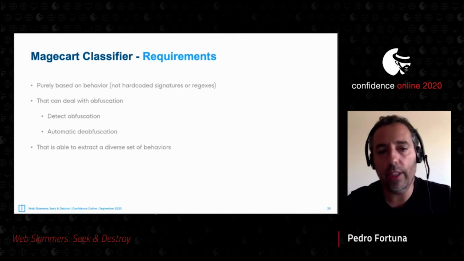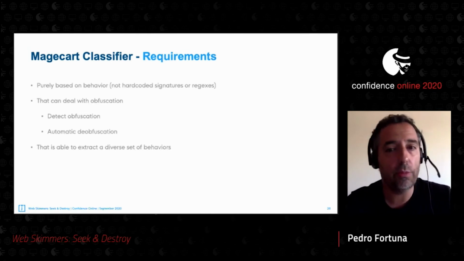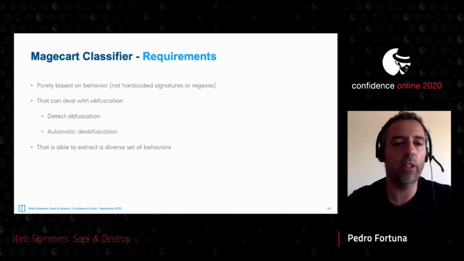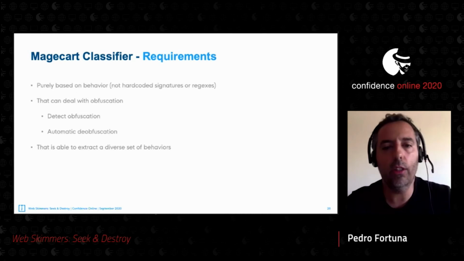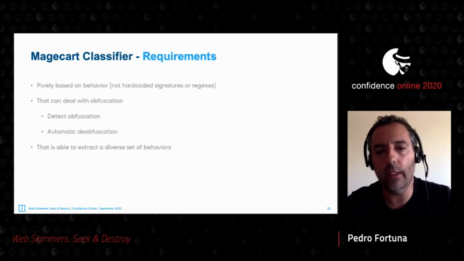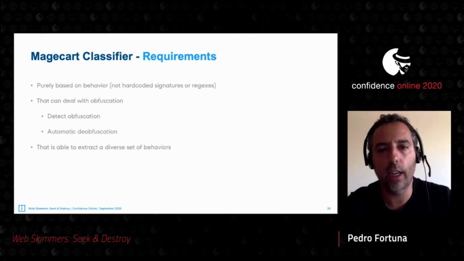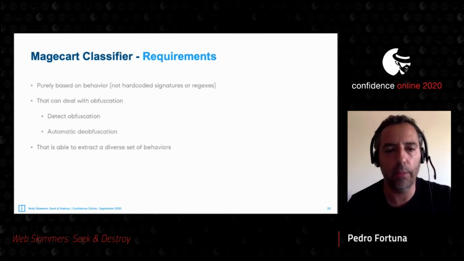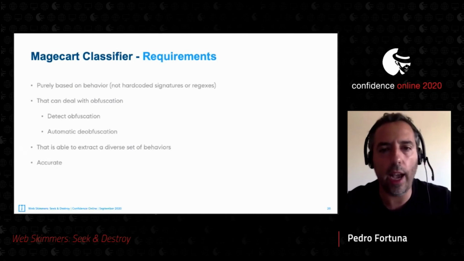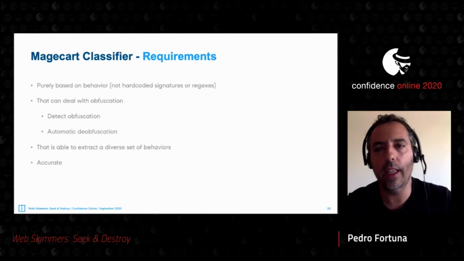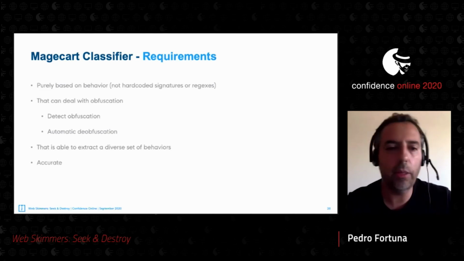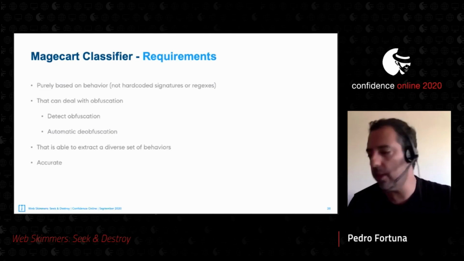We also need to extract a very diverse set of behaviors, because right now we know what skimmers are doing, but we never know in the future. So we need to look for a very complete, a very diverse set of behaviors in order to better learn how they are evolving and to be very effective in finding them. And finally, it needs to be accurate. So when we say it's a web skimmer, it needs to be a web skimmer.